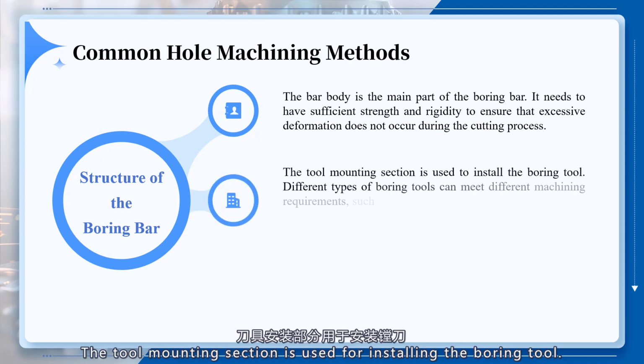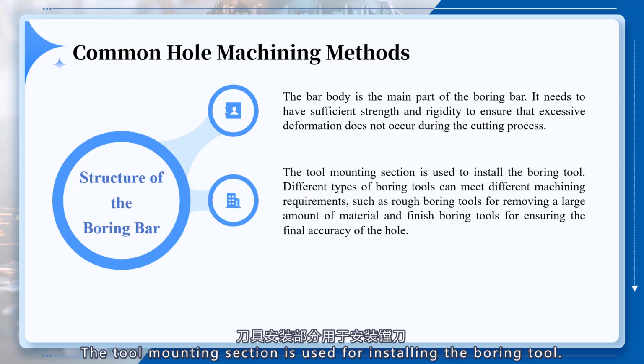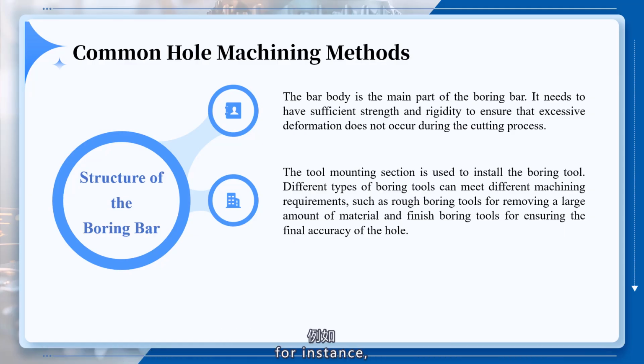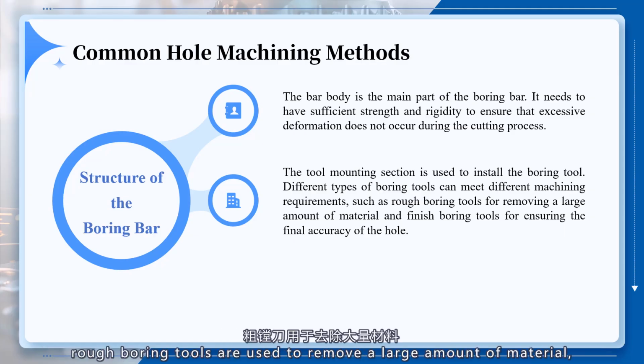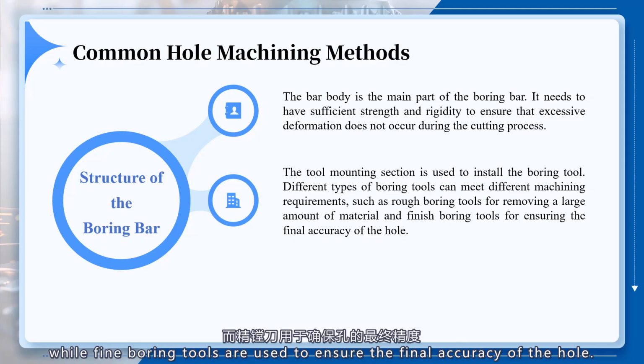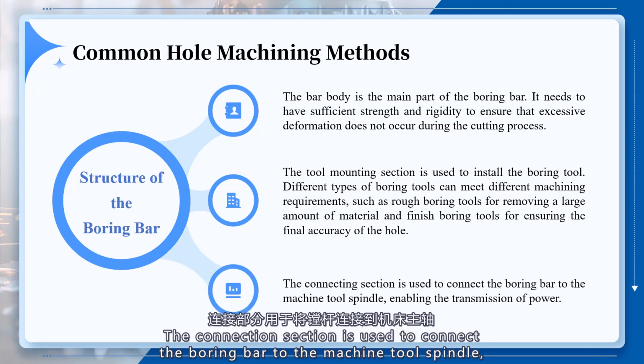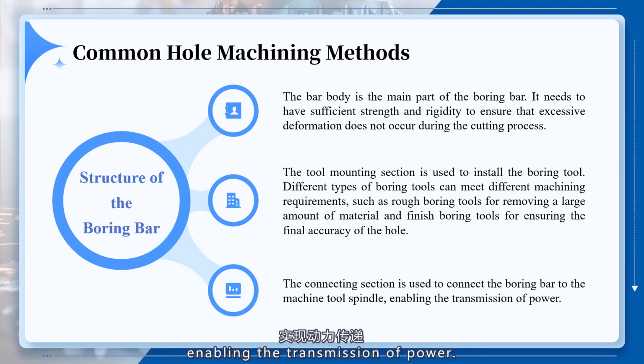The tool mounting section is used for installing the boring tool. Different types of boring tools can meet different machining requirements. For instance, rough boring tools are used to remove a large amount of material, while fine boring tools are used to ensure the final accuracy of the hole. The connection section is used to connect the boring bar to the machine tool spindle, enabling the transmission of power.